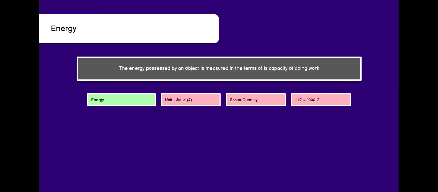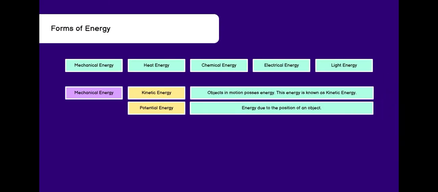Coming to energy. The energy possessed by an object is measured in terms of its capacity of doing work. Energy, its unit is joules. It is a scalar quantity and 1 kilojoule is equal to 1000 joules. Coming to forms of energy. There are many forms of energies such as mechanical energy, heat energy, chemical energy, electrical energy and light energy.